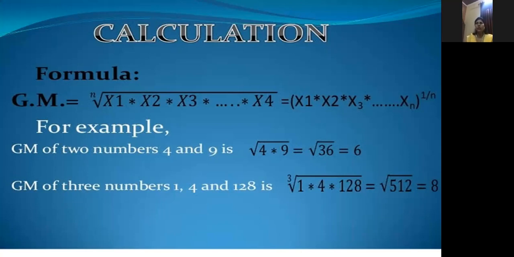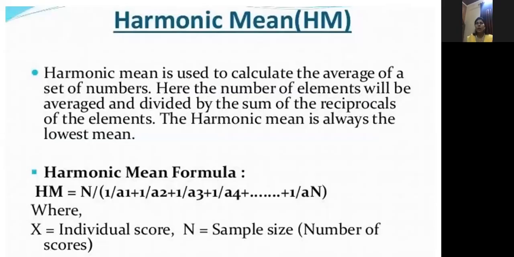In the next example, you can see that we have 3 numbers. So we need to take the cube root of these numbers. And these 3 numbers are 1, 4, and the next one. All these numbers should be multiplied and the cube root taken, and we will find the value.